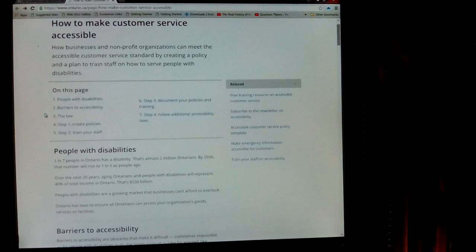And related topics up here are free training resource on accessible customer service, subscribe to the newsletter on accessibility, accessible customer service policy template, make emergency information accessible for customers, and train your staff on accessibility.